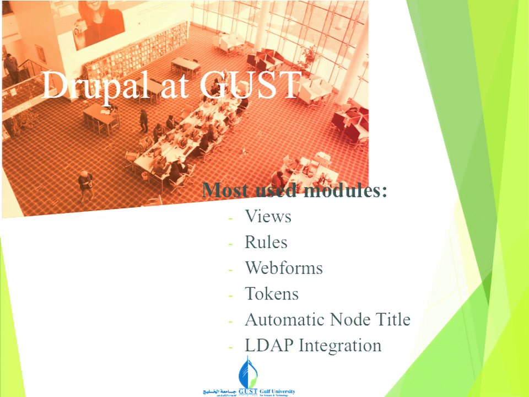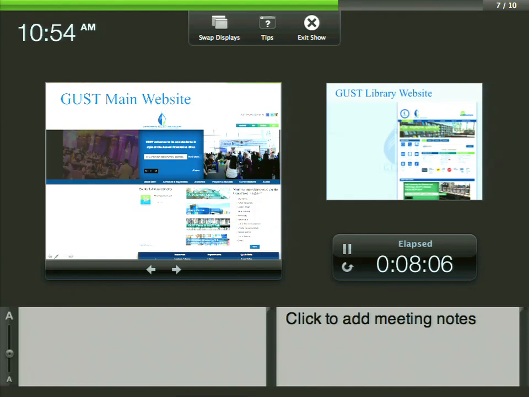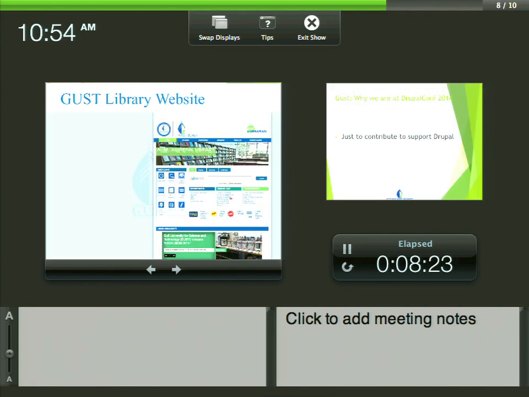The most used modules that we are using during our development lifecycle for different websites are views, rules, web forms, tokens, automatic node title, and because we have an LDAP server, it's very important for us to use the LDAP integration. So these are the major modules that we are using in our systems. Here is an example of some sites that we have built using Drupal. This is the Gust main website. We have then the library website. Those are all websites which we are using to present Gust.